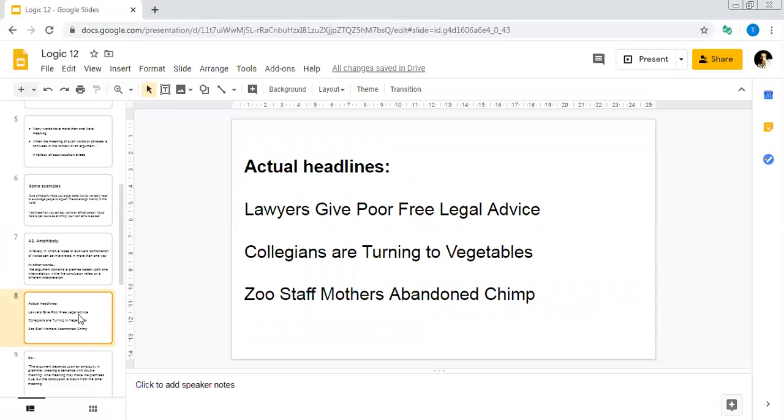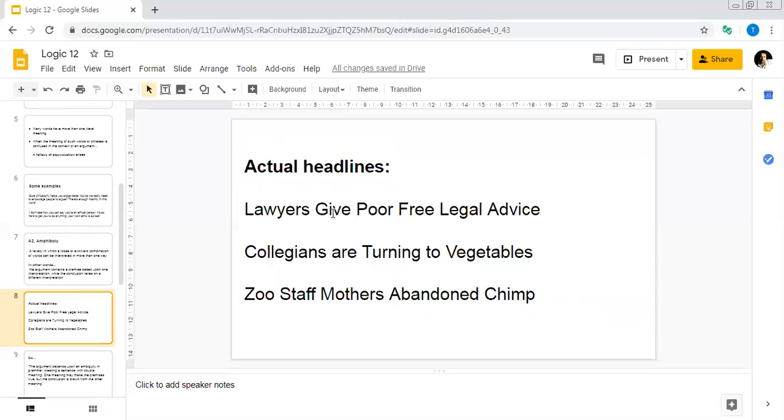Okay, so let's look at these headlines. This is going to give you a clear idea what I'm talking about. These are actual headlines from newspapers. "Lawyers give poor free legal advice." One interpretation of this sentence, the actual interpretation, is that the lawyers are giving poor people free legal advice, right?